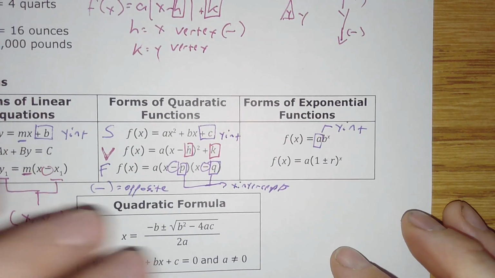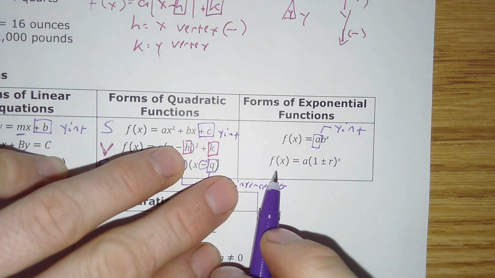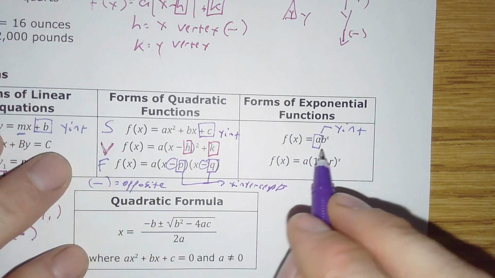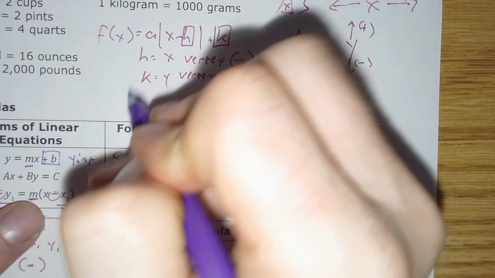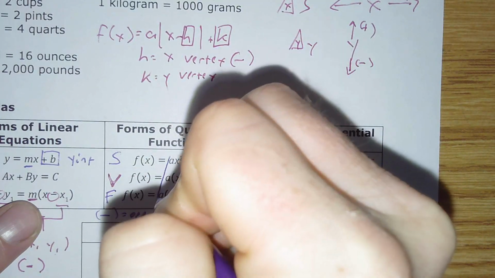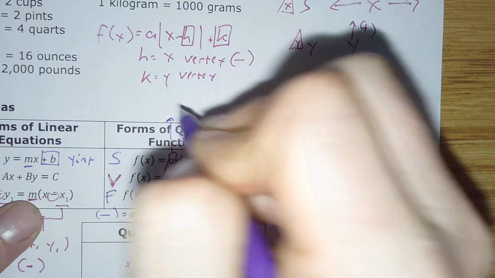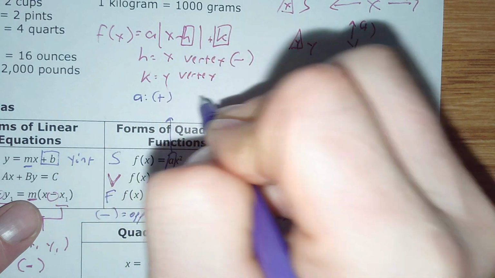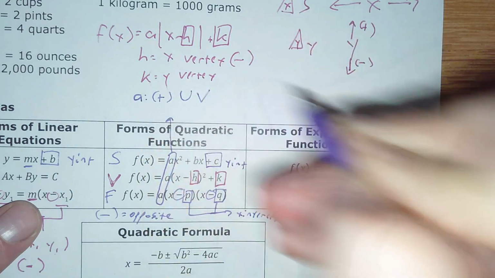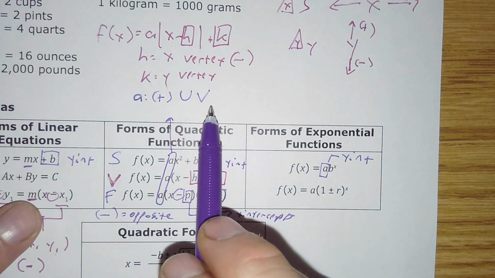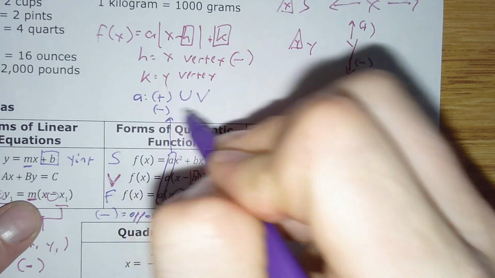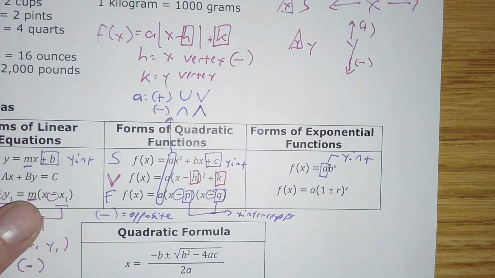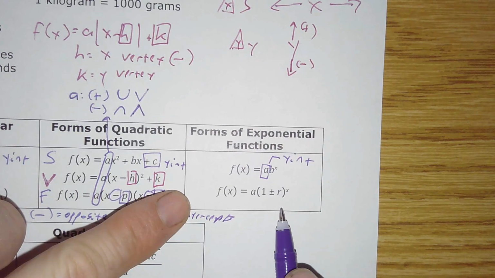Okay, and over here we have f of x equals, this is exponential, right? A is your y-intercept. Ooh, I almost forgot to tell you about this one over here. So a in these things, if it's positive, is going to be concave up, whether it's a parabola or absolute values. If it's negative, it's going to be concave down. Okay, another helpful hint.